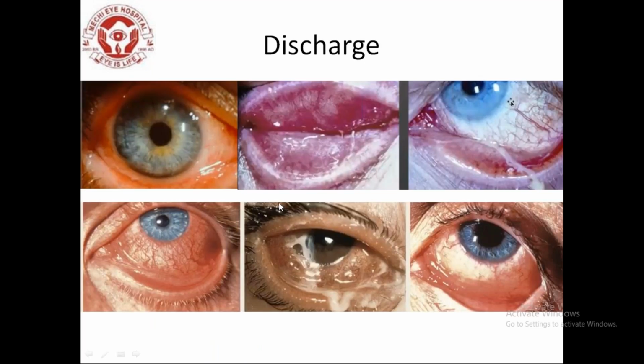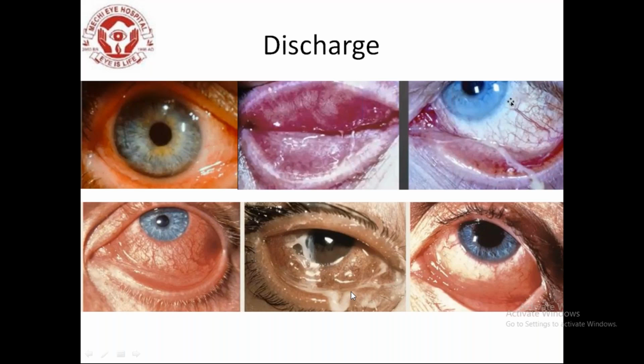So the discharge may be watery like this in allergic conjunctivitis on the top left, and it may be purulent like this, which is usually due to bacterial, and this is a viral conjunctivitis, again marked hyperemia. This is again a bacterial conjunctivitis with purulent discharge.